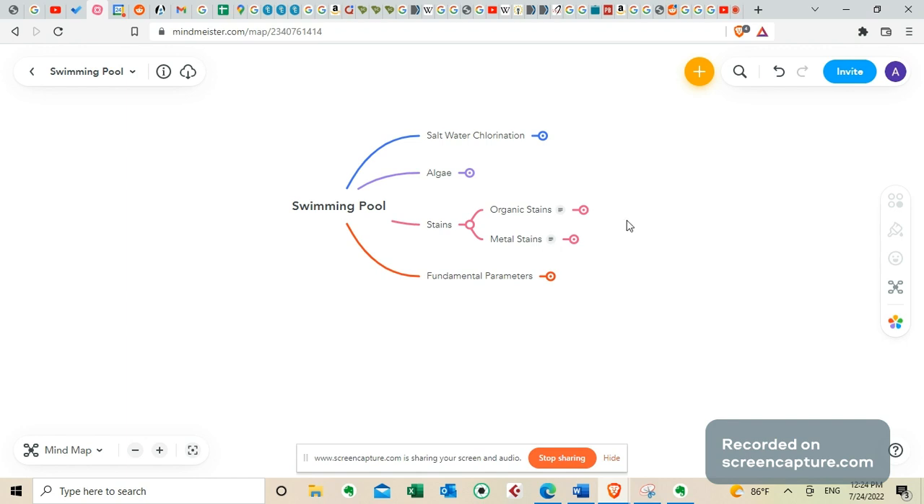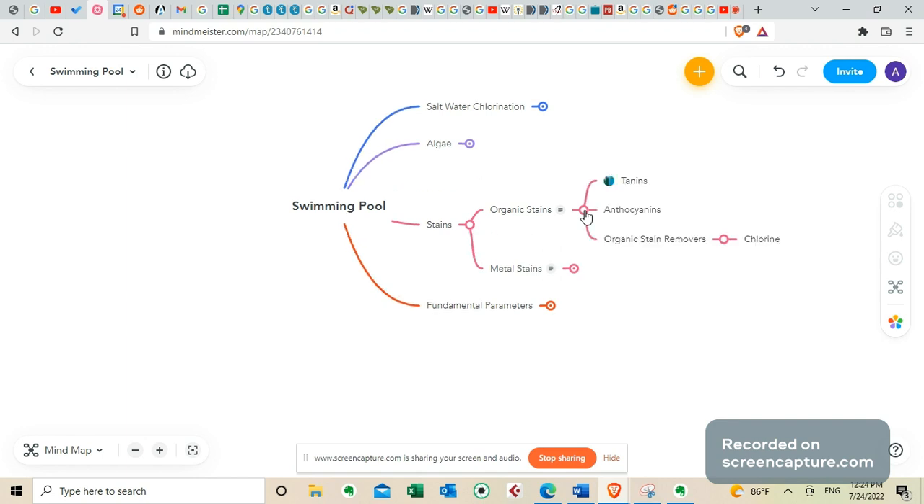We're going to start with organic. In case you don't know what that term means, organic means it was living or it did live at one time and now it's dead, okay? Whereas a metal stain is anything that has to do with a metal. It's got some kind of a metal in it, right? So organic stains, there's two broad classifications. It can either be tannins or it could be anthocyanins.